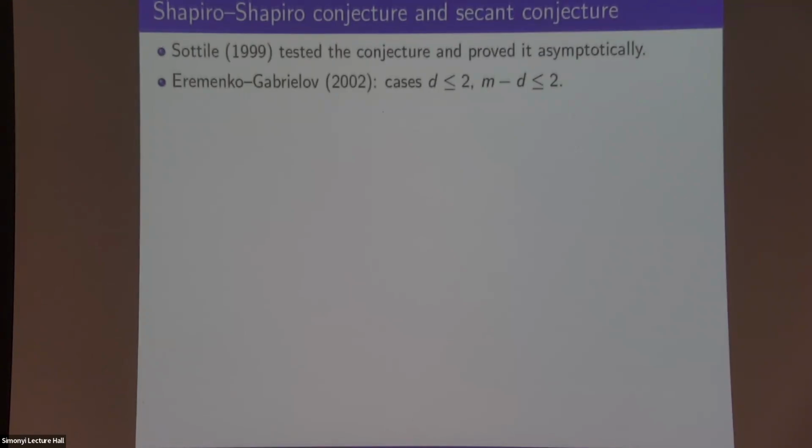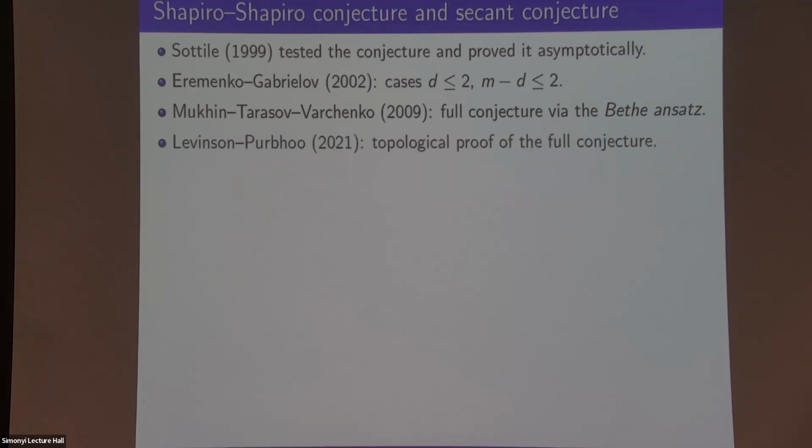Eremenko and Gabrielov proved the case of dimension or codimension at most 2. And this is interesting because it's a statement about rational functions, it turns out. It says any rational function whose critical points are all real is itself real up to equivalence. And Mukhin, Tarasov and Varchenko gave a proof of the full conjecture using a completely different technique. It involves a deep connection with representation theory called the Bethe ansatz. I'll probably say a bit more about that proof later, but this proof was studied and simplified by my collaborator, Kevin Purbhoo, and that was one thing that led to our joint work.